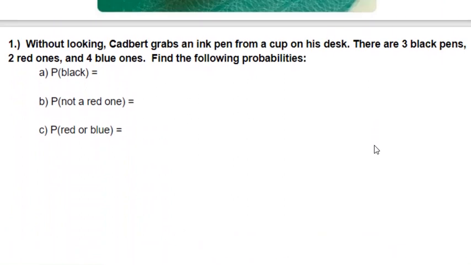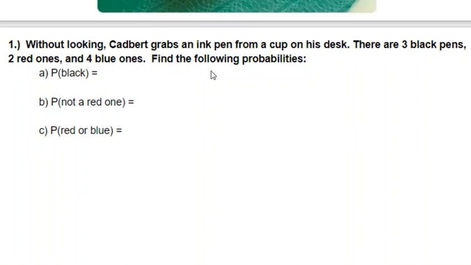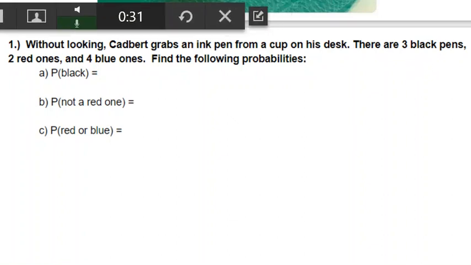Now, without looking, Cadbert grabs an ink pen from a cup on his desk: 3 black, 2 red, 4 blue. The first thing we're going to need to know is what's the total. 2 plus 3 plus 4 equals 9. Oops, I guess I got to turn my pen on. So black ones are going to be 3 out of 9.